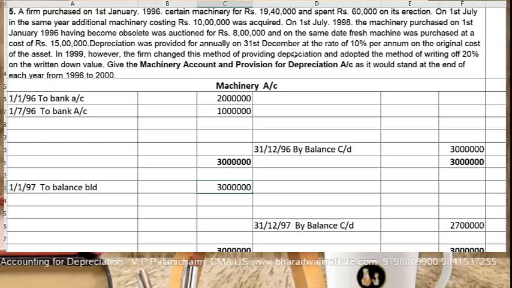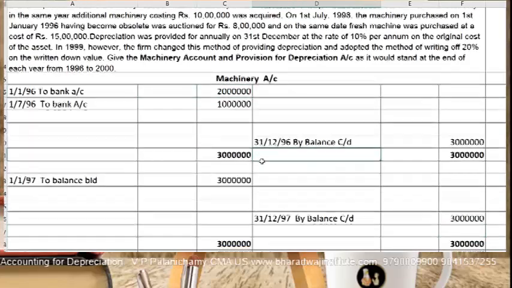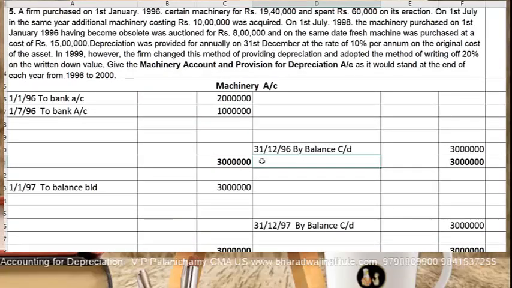In 97 also, there is no purchase of asset or sale of asset. So the asset will appear at 30 lakhs, at cost price. Asset will be appearing at what price? Cost price. If you look, depreciation is not recorded in the asset account. So it will come as by balance brought down in the next year.